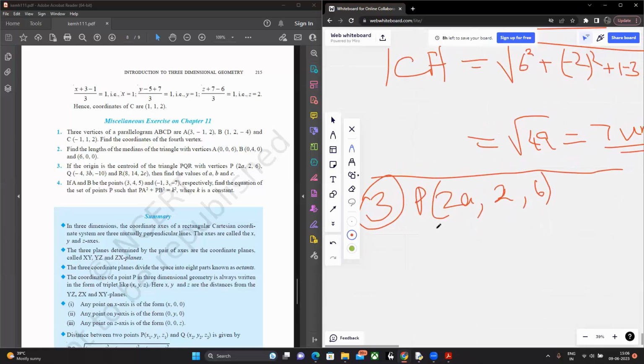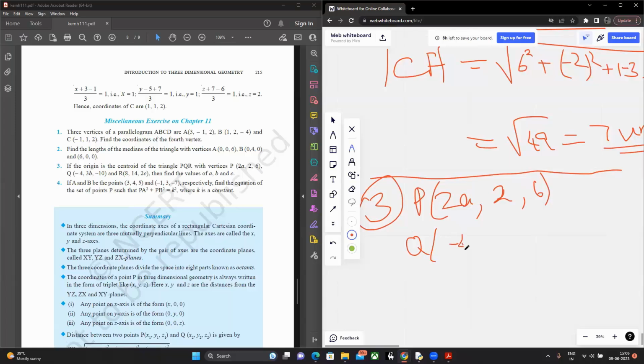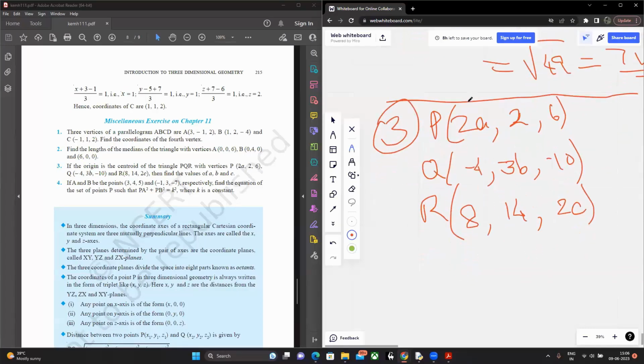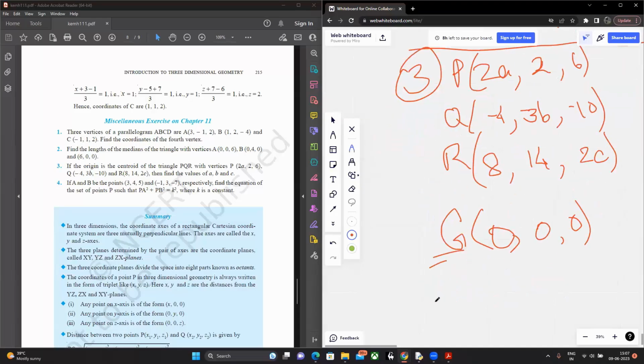We have the vertex Q, which is (-4, 3b, -10). And then you have the vertex R, which is (8, 14, 2c). You have to find a, b, c. We are also given that the centroid G is at the origin (0, 0, 0). G is usually the letter we denote the centroid with, so do not get confused when I'm writing G instead of O.